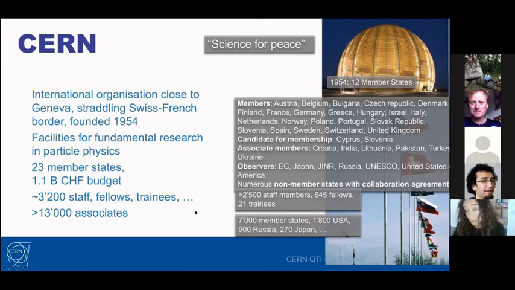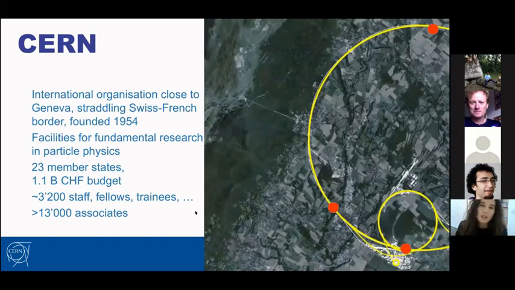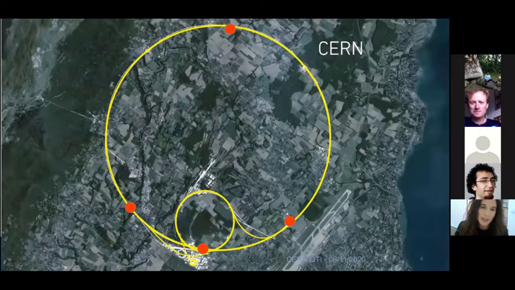So what are those facilities I mentioned? Well, the accelerator complex is depicted here. Our Large Hadron Collider, which is the biggest ring that you see, is a 27-kilometer ring that is close to Geneva, although mostly lying on French territory between the Jura and Lake Geneva.